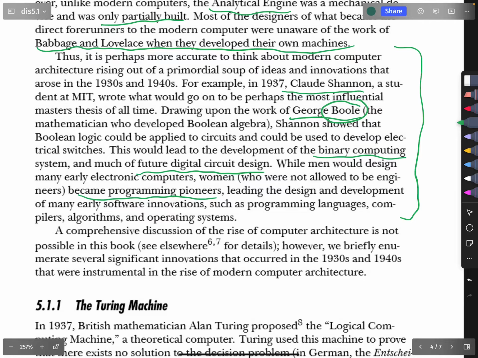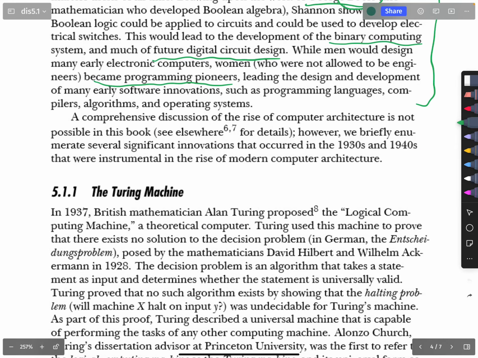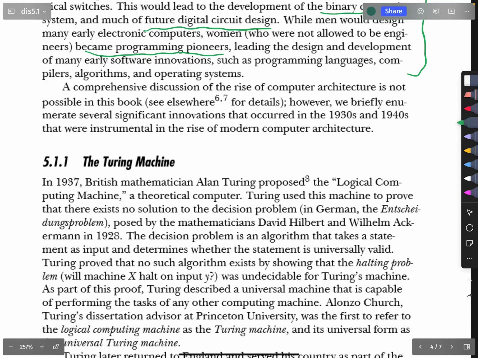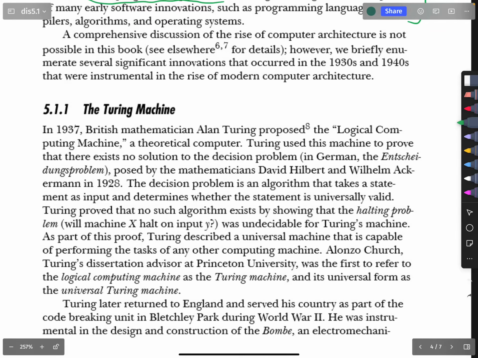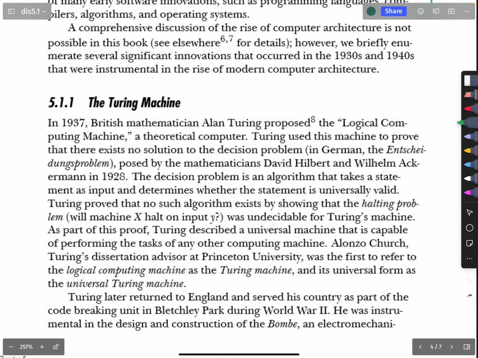I guess somehow those two things went together, and that really created a strong sense in people's imagination that somehow computing was a more male rather than female thing. So unfortunate. Anyway, discussion of the rise of computer architecture is not possible in this book.